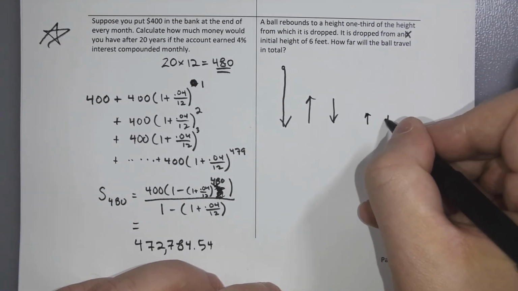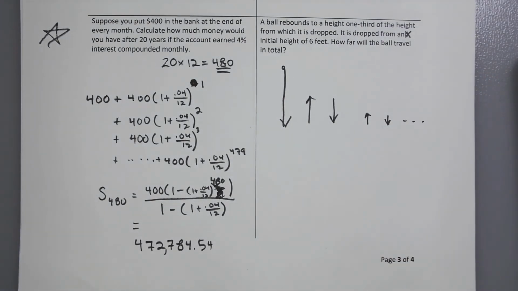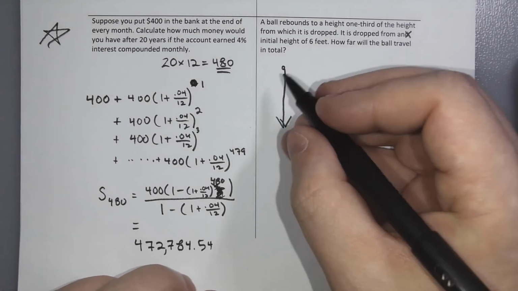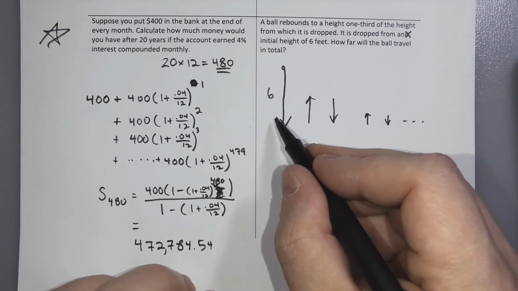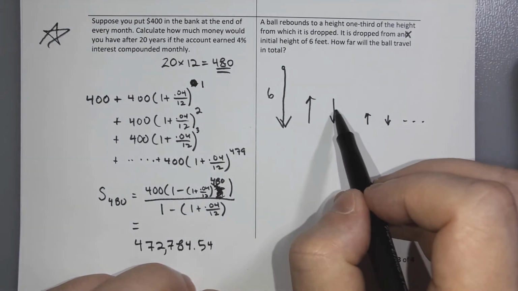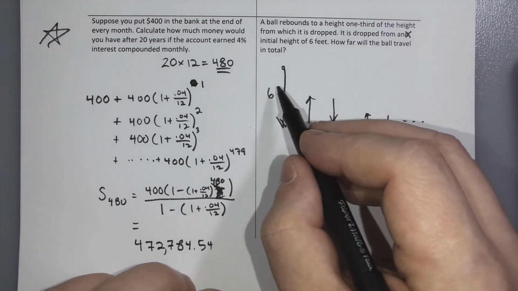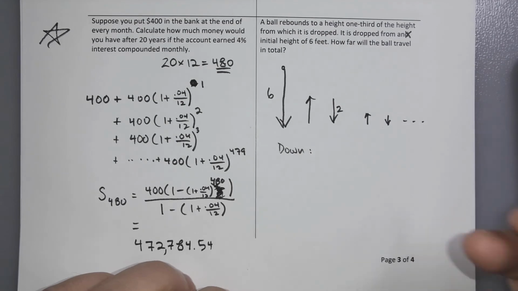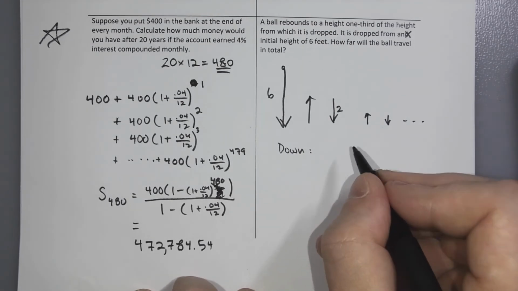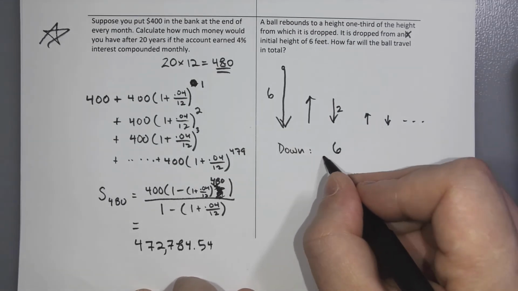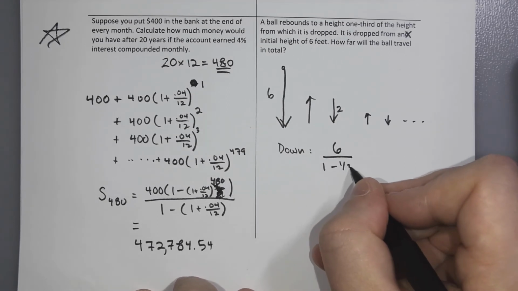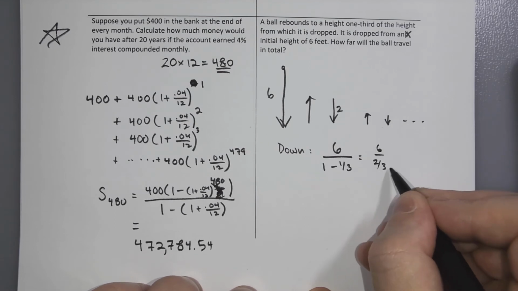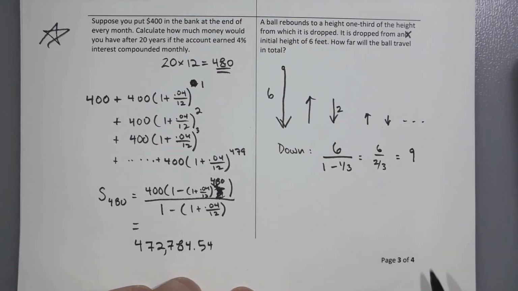If we draw it like this, then you can see that there are two infinite geometric sums going on here. One is the downward motion. The downward motion drops 6 as an initial value, and then the second one is 1/3 of the original, so 1/3 of 6 would be 2, etc. So the downward motion would be an infinite geometric sum that has first term 6 over 1 minus that common ratio of 1/3. So 6 over 2/3, which would be equal to 9.